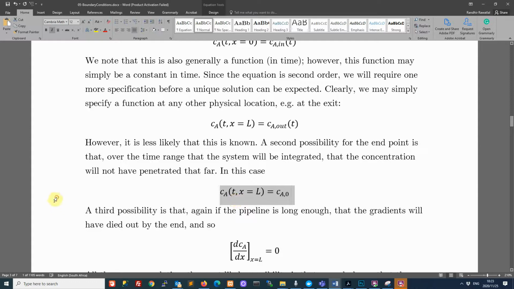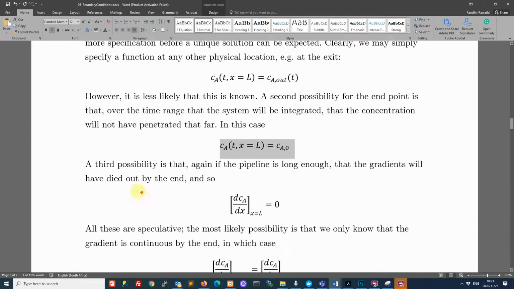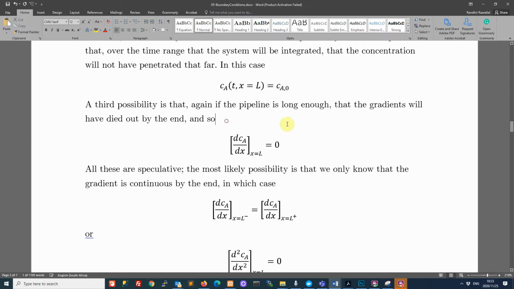So this one is also a little restrictive. Another possibility, so again, this one would replace any of the other two. Another possibility is that your pipeline might be long enough that by the time you reach the end, you can claim that the gradient is zero there.